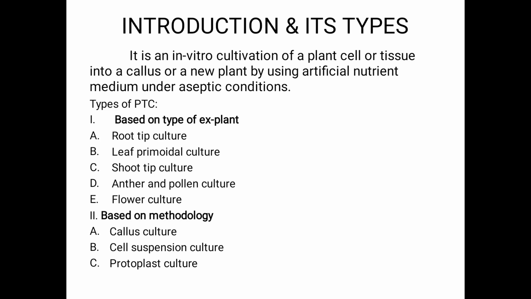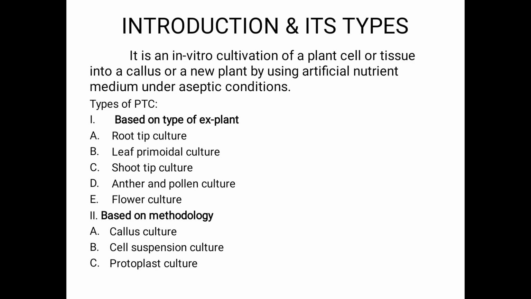So if you are going to use root tip, cells present in the root tip, right, then that particular culture will be called root tip culture, right? So we are going to isolate a cell from the root tip that will be inoculated in a culture medium to develop a new plant. Fine. If you are going to isolate a cell from a leaf and use it, then that is leaf culture, shoot culture, flower culture, so on. It goes on, right? So based on the type of explant, there are numerous types.